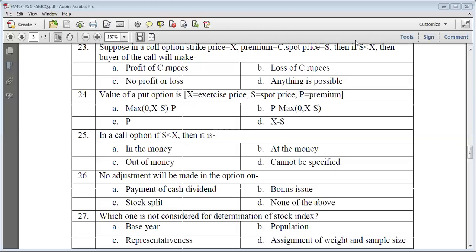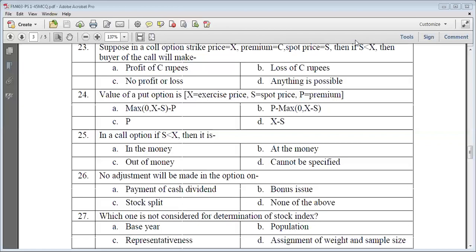Now we are moving to 25. In 25, in a call option, if S is less than X, call option is the right to buy. So if the right to buy is found positive, then the call option becomes in the money. Right to buy means you will buy the asset at X and you will sell it at S.